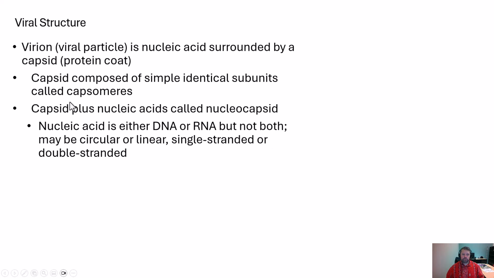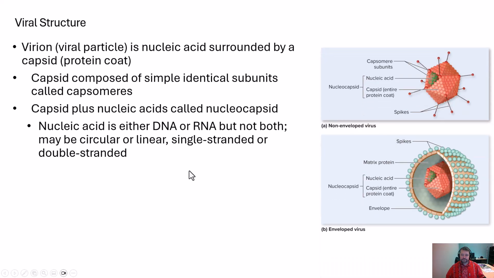So we combine words to indicate a region. The capsid plus the nucleic acid is called a nucleocapsid, and the capsid with all the other subunits is normally called a capsomer. And so we'll look at these things as we progress.